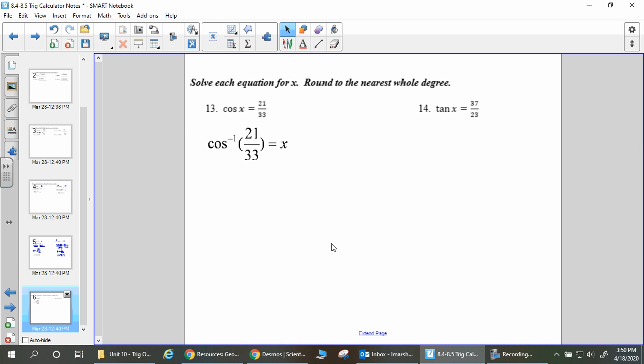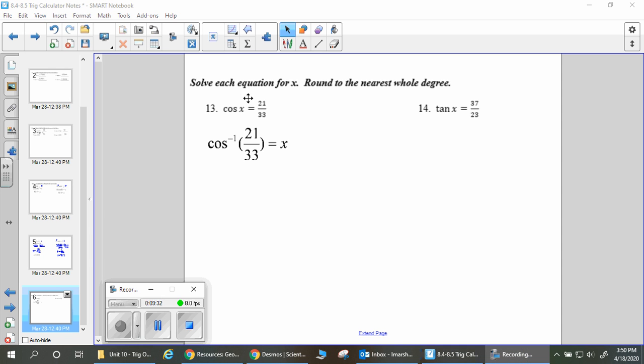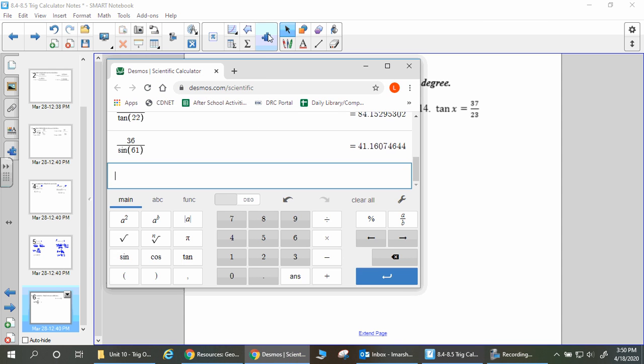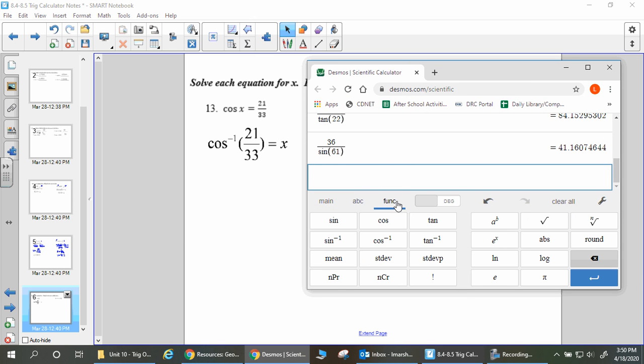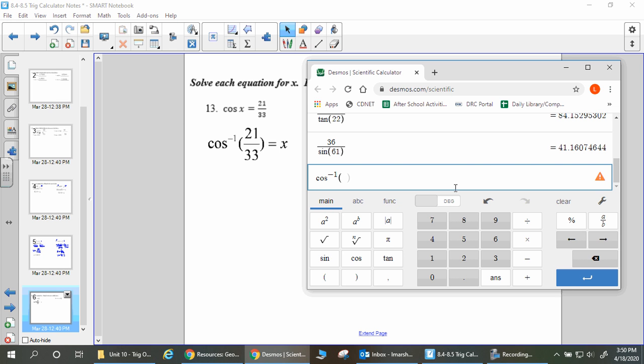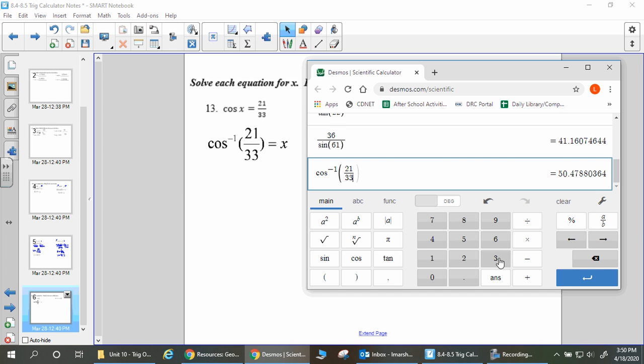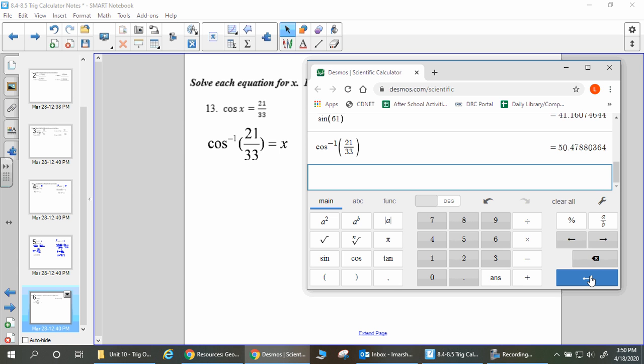So when I'm entering this, we're going to be entering it with a 21 over 33 in our value. If I pull up our calculator, I need to hit that function, hit that shift button. I'm going to put in my cosine to a -1. I'm going to get my numbers back. I'm going to put in 21 divided by 33 and hit my equals.